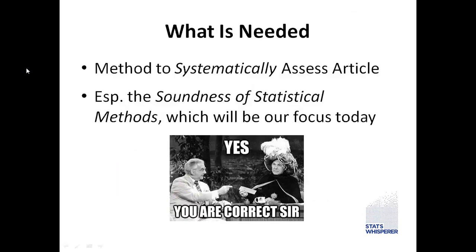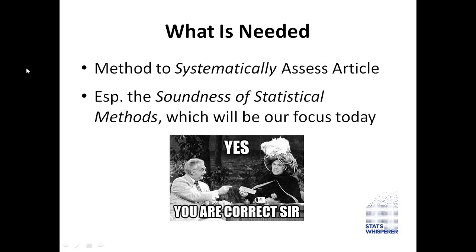So specifically, we need a method to systematically assess the article, especially the soundness of the statistical methods, which is our focus today. Many times, the statistical methods are like the centerpiece. I mean, if it's a quantitative research article, right? Quantitative is the first word. It gives it away. The statistics are the centerpiece of that research article.